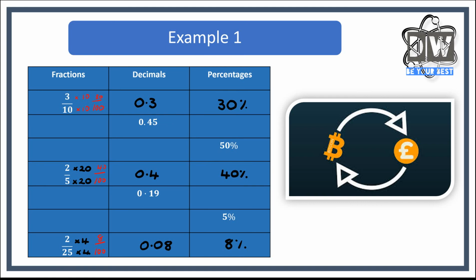Now if we're working the other way, I think we're going to start with 0.45, yep. Then we can think about that and say, okay, I'm going to multiply it by 100 to get me 45%.